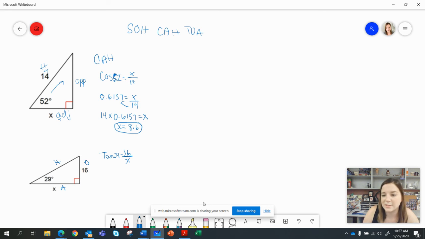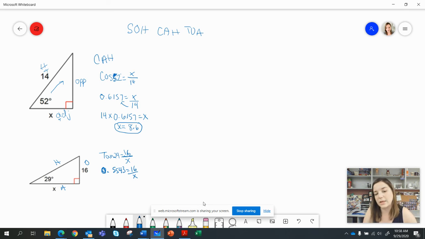But as you can probably guess, it just means that instead of multiplying, we're going to divide. The issue with dividing is that order matters. So you just have to make sure you divide in the proper order. So next thing we're going to do, same as before, is we're going to find that tan of 29 degrees. So tan of 29 degrees is 0.5543. And that's equal to 16 over x.